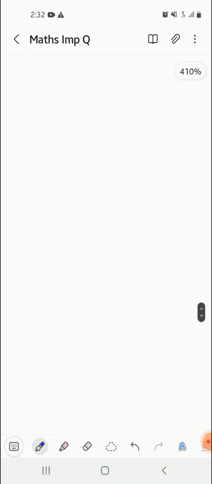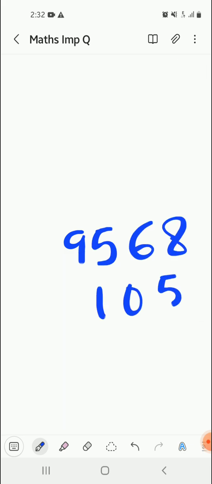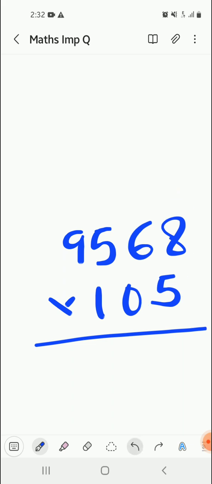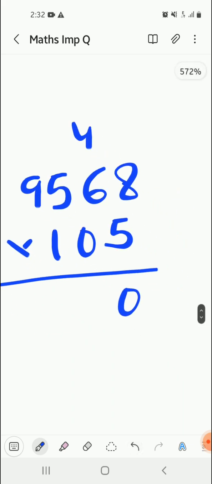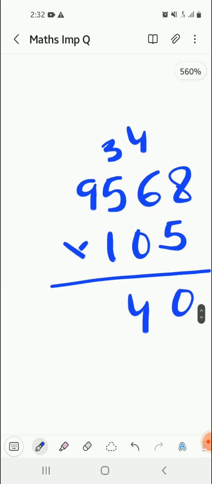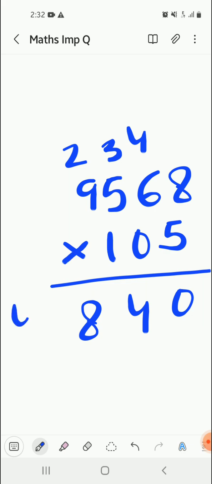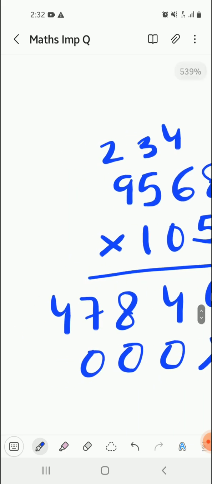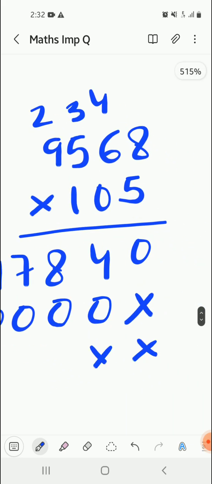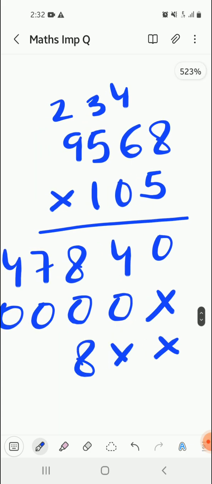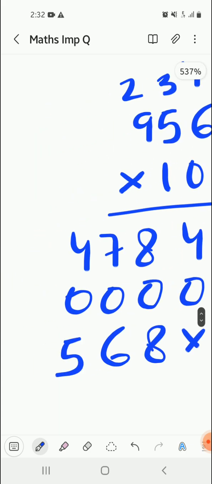9568 into 105. See, 8 into 5, 40. 6 5s are 30 plus 4, 34. 5 5s are 25 plus 3, 28. And 5 9s are 45 plus 2, 47. 5 done. Here we have got 0. So 0 into 8, 0. 0 into 6, 0. 0 into 5, 0. 0 into 9, 0. Next we have got 1. So 8 ones are 8. 6 ones are 6. 5 ones are 5. And 9 ones are 9.